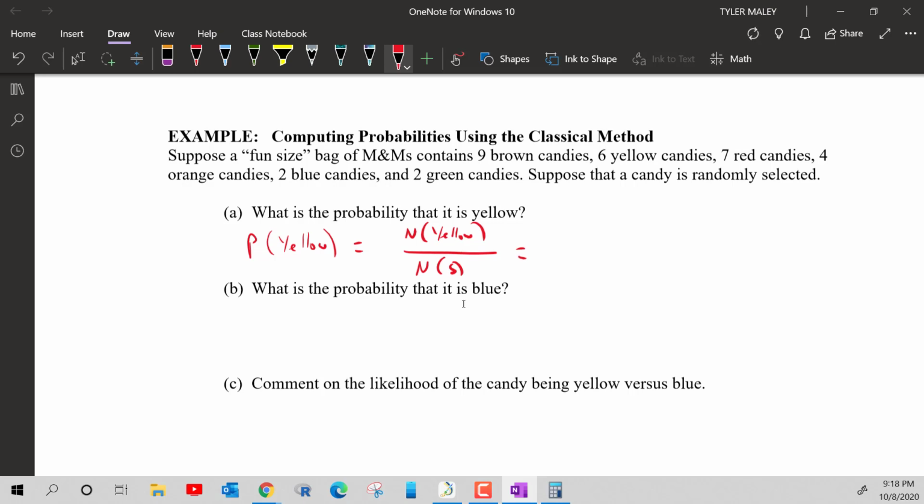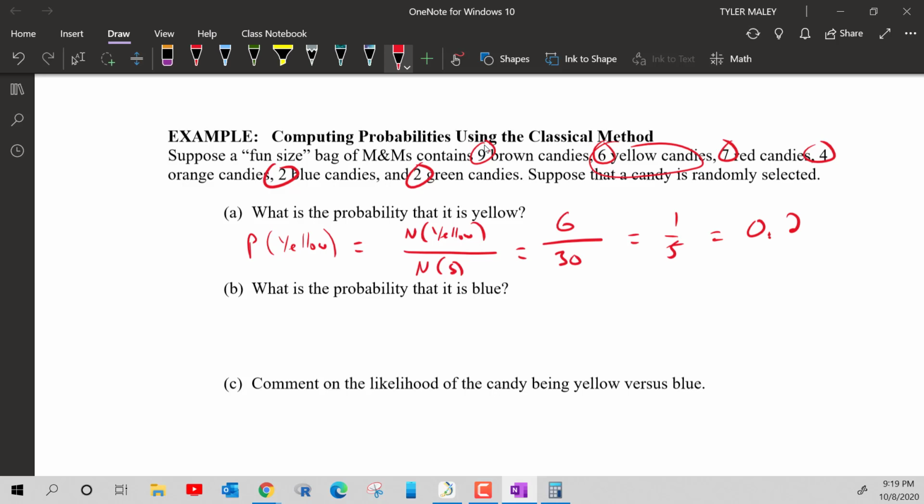So there are 6 yellow candies, so that would be 6. To figure out the total number of possible outcomes, we need to add up all these numbers: 9 plus 6 plus 7 plus 4 plus 2 plus 2, and that should give you 30. In other words, there are 30 candies in this fun-sized bag of M&Ms. So 6 over 30 is equal to 1/5, which is equal to 0.2 as a decimal. So the probability of getting a yellow using the classical method would be 20%, or 0.2.